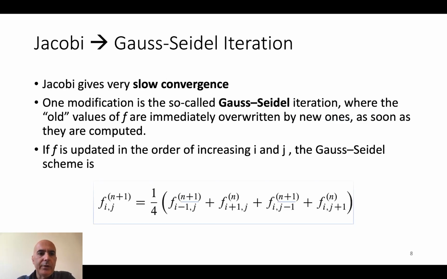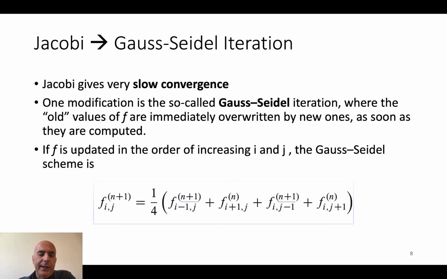We can do something a little bit better that is called a Gauss-Seidel iteration. The reason is that the convergence of the Jacobi iteration is quite slow, so it will take many iterations to get the correct results of our potential in the inner part of the domain. One modification is the so-called Gauss-Seidel iteration, where the old values of our function f are immediately overwritten by the new ones as soon as they are computed. So we will have an iteration going through each grid point, and for each point we can use, instead of the old point, the one that we have just calculated.